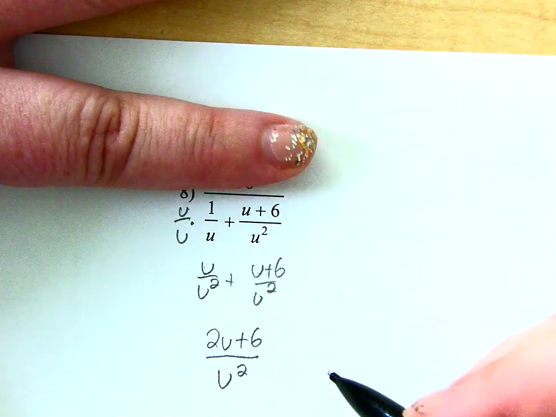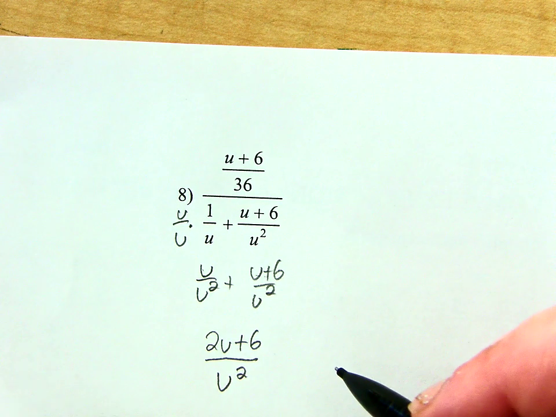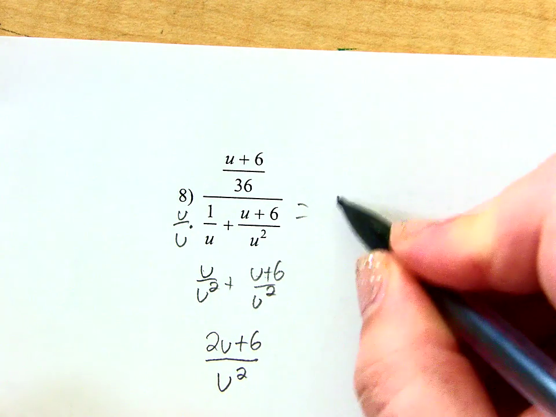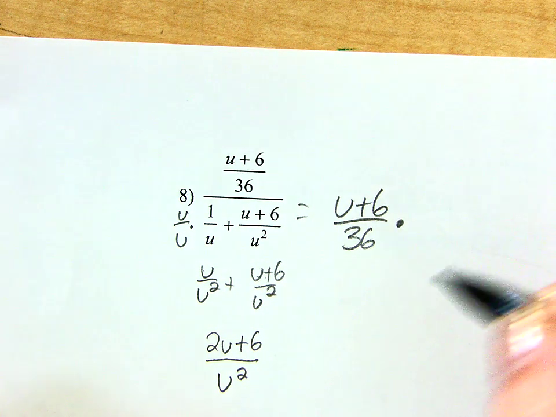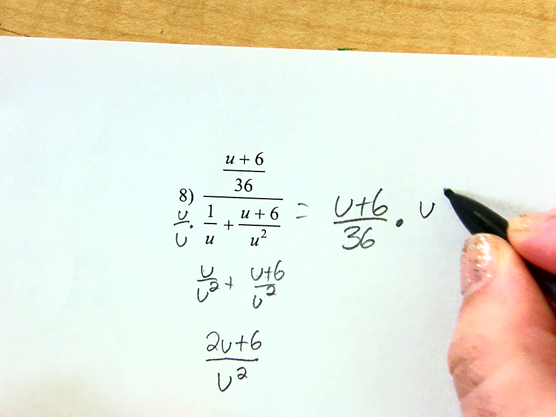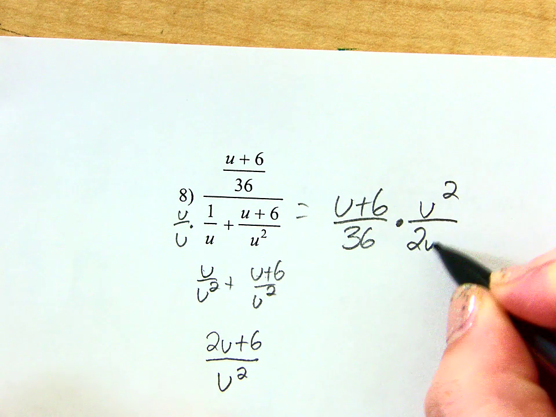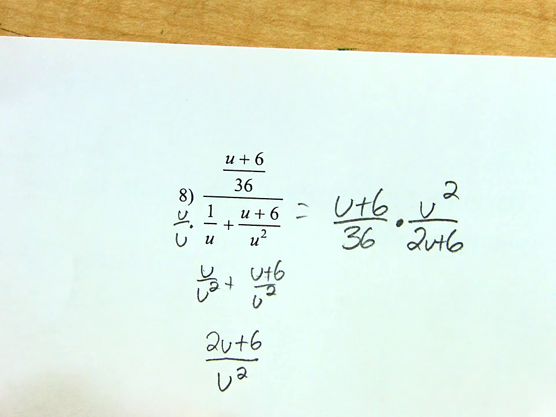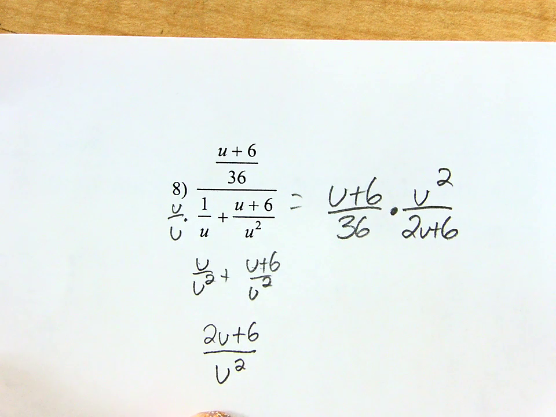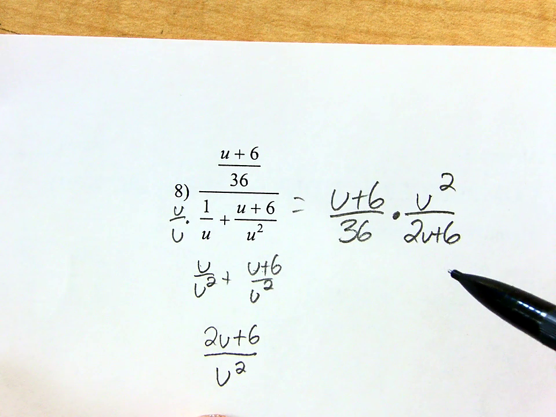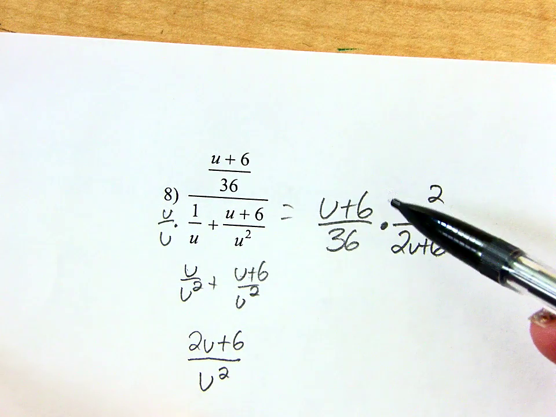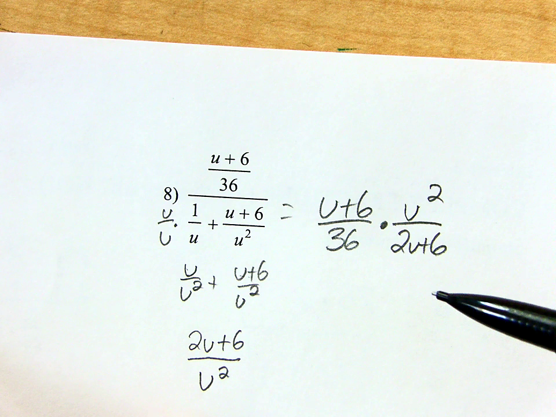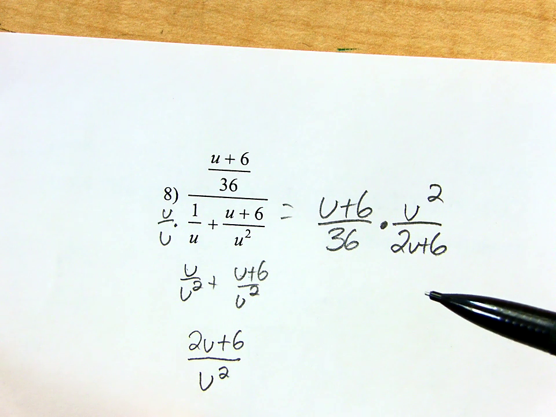That's my denominator, right? So now I just do keep, change, flip. So (u plus 6) over 36, keep the numerator, change the multiplication, flip the denominator over: u squared over (2u plus 6). All right, now this really becomes a problem like we did last week, to see if I can simplify this. So remember what the steps are now. You factor everybody, cancel out whatever you can, and then write your final answer.